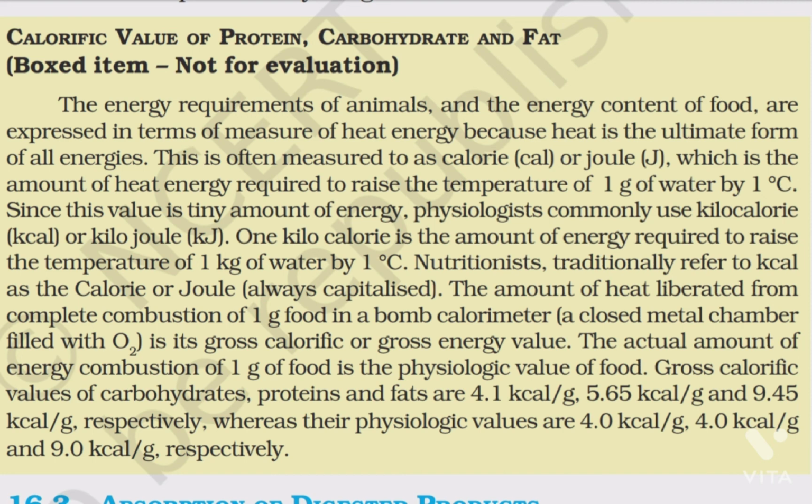Gross calorific values of carbohydrates, proteins and fats are 4.1 kilocalorie per gram, 5.65 kilocalorie per gram and 9.45 kilocalorie per gram respectively, whereas their physiological values are 4 kilocalorie per gram, 4 kilocalorie per gram and 9 kilocalorie per gram respectively.